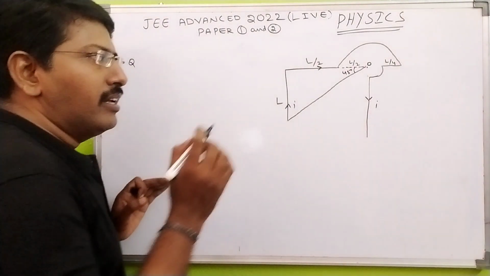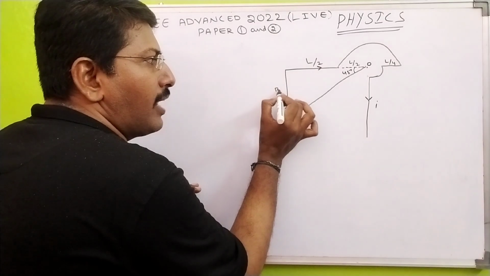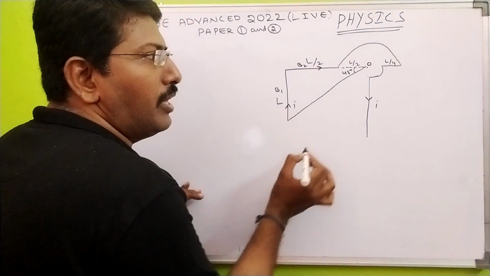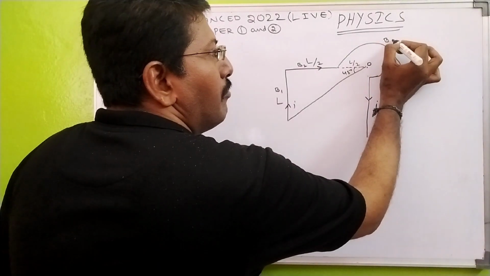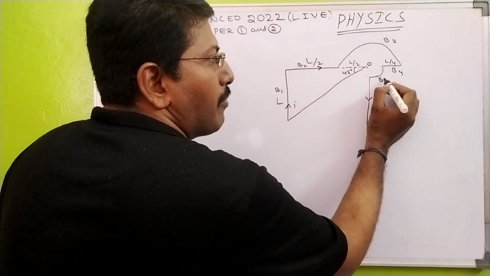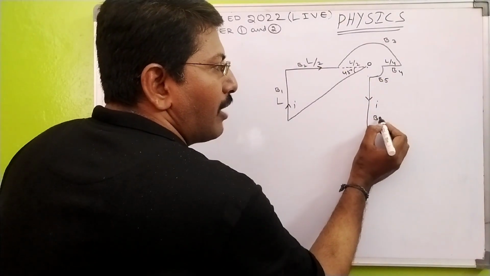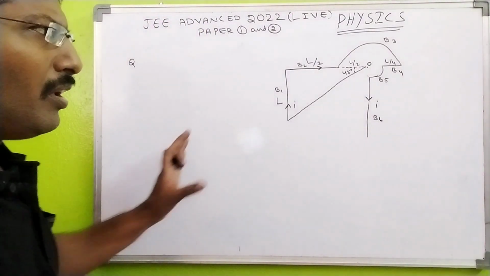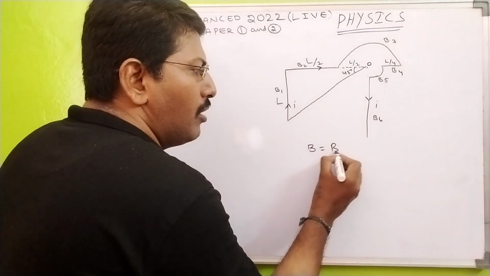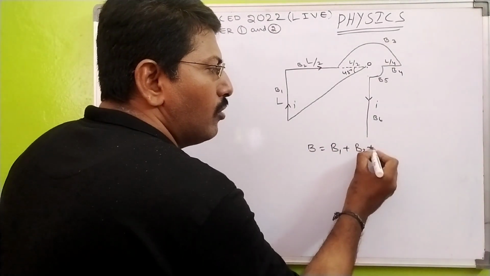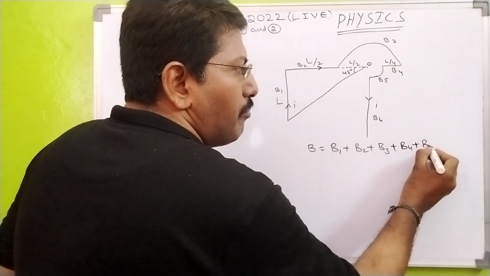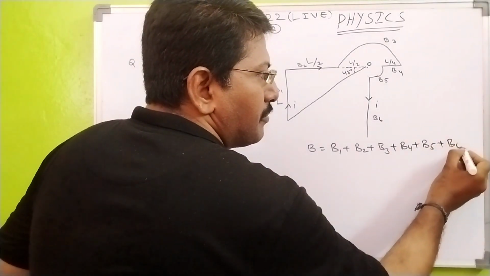How to calculate? Simply, first you calculate magnetic field B1 here, and you calculate magnetic field B2 here, and you calculate magnetic field B3 here, and you calculate B4, and you calculate B5, and calculate B6. If you add all values, you will get the answer B equal to B1 plus B2 plus B3 plus B4 plus B5 plus B6.